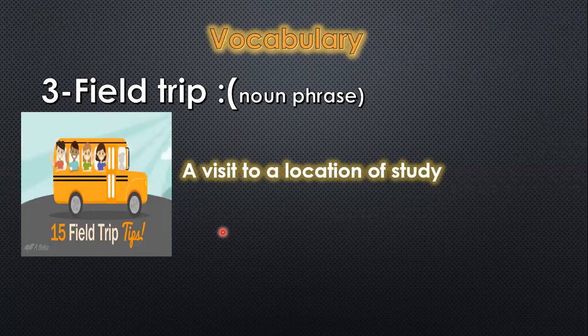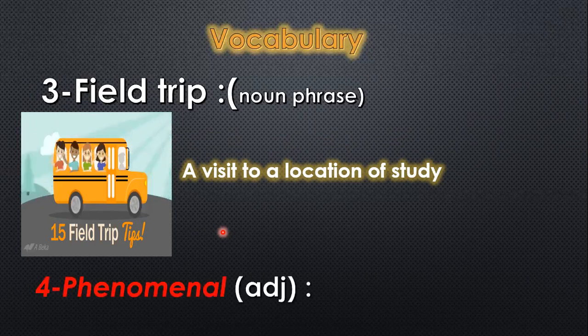Suppose your lesson in history is about Petra. So when we go to Petra, this is what you mean by field trip. So a visit to a location of study. It is phenomenal. What do you mean by phenomenal? It is great or amazing. So the adjective phenomenal means great.